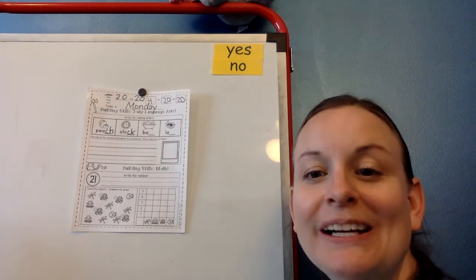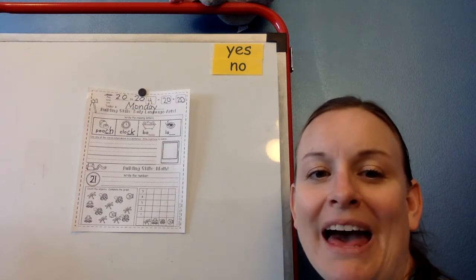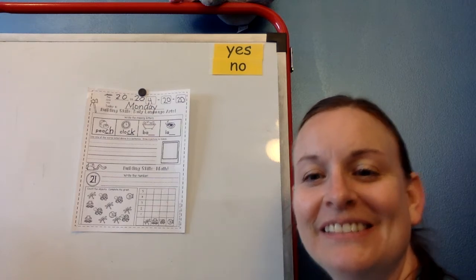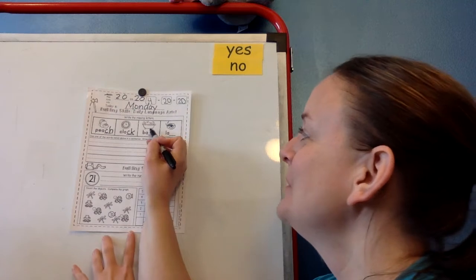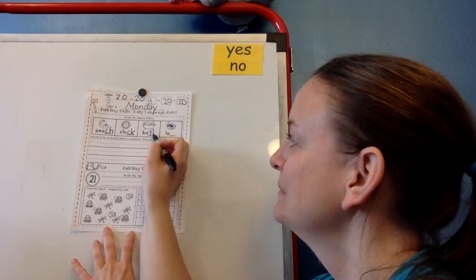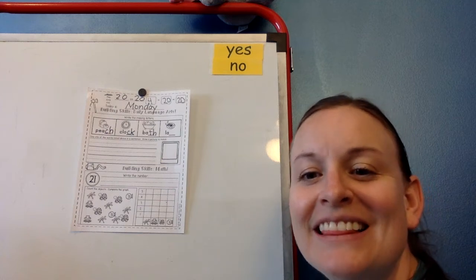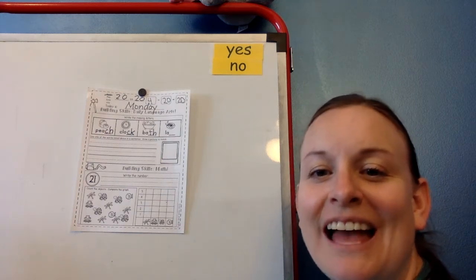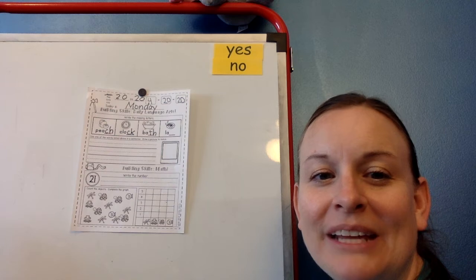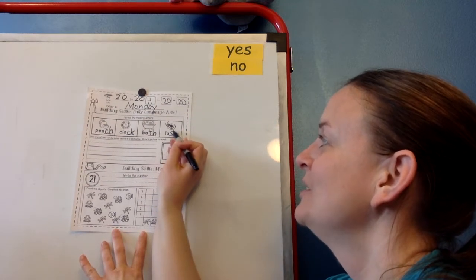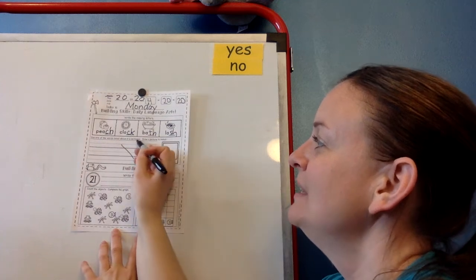The next picture is a bath. Bath. What letters are we going to add there? TH. And the last one is a lash. Lash. What are we going to write there? SH. Okay, we're going to skip this part.